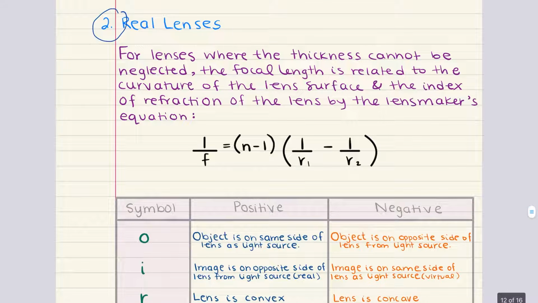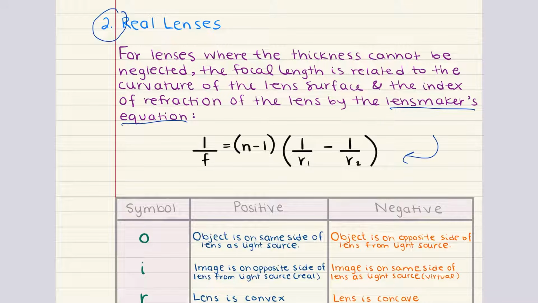These are lenses in which the thickness cannot be ignored. For these lenses, the focal length isn't simply a fixed property, but instead it's influenced by the curvature of each surface and the material's refractive index. The focal length of a real lens can be determined using the lens maker equation, which you see here.